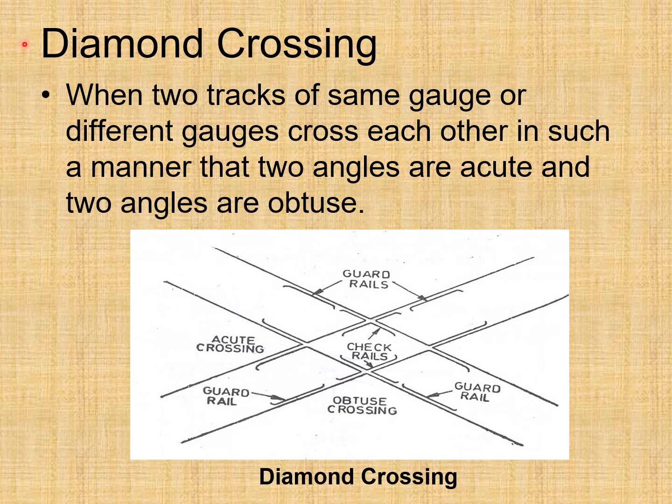Diamond crossing. When two tracks of same gauge or different gauges cross each other in such a manner that two angles are acute and two angles are obtuse. So you can see that this track and this track both are crossing over here. So this arrangement is called the diamond crossing, but two angles are acute, less than 90 degrees, and the two angles are more than 90 degrees.